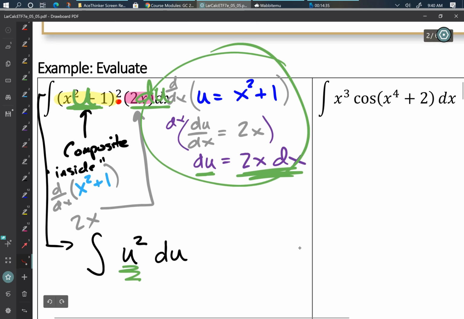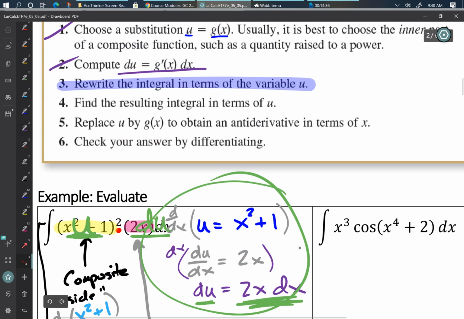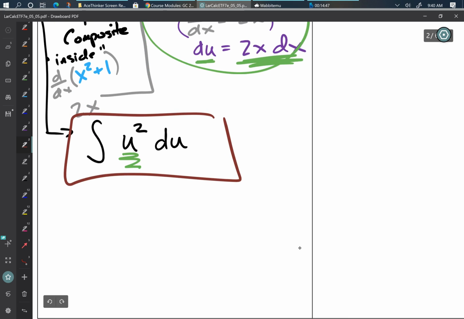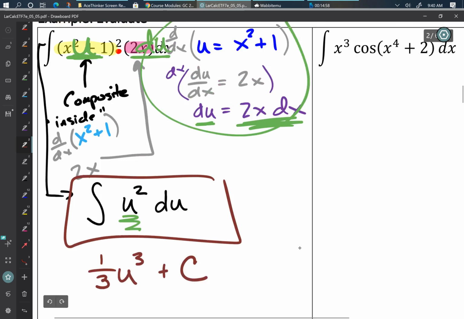Right? So now that I've got the substitution done, now that I've done what they're calling step 3, I'm going to do step 4, which basically just says, do this integration. The integral of u squared du is going to be 1/3 u cubed plus c. Right? I am not done yet, though. Here's the challenge. Here's the problem.